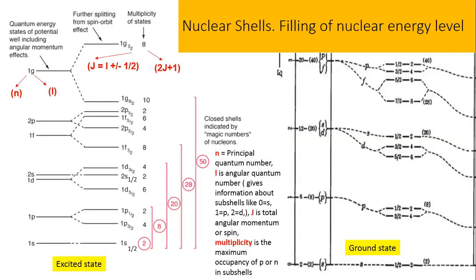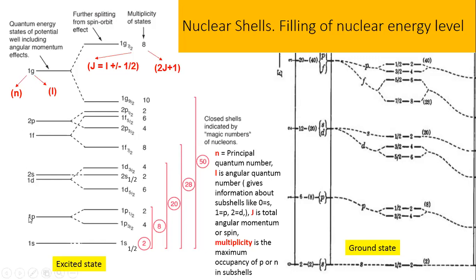So this is actually the nuclear shells, or the filling of the nuclear energy levels. Just have a look at these energy levels. They are not exactly the same as in the electronic configuration, but a little bit similar to it. Let's see what information is written here, and how we can fill up the protons and the neutrons in the energy levels.